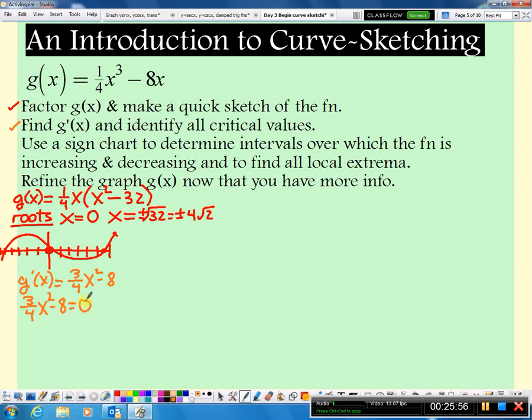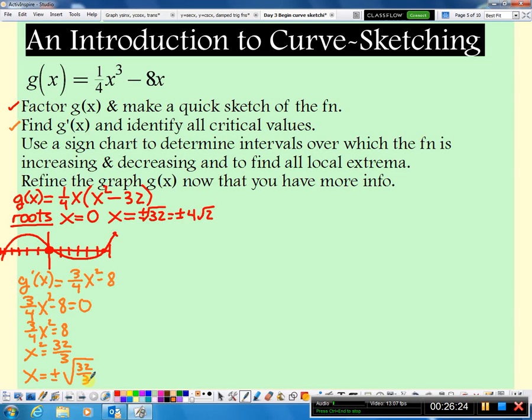So first I'm doing the 3/4 x squared equals 8. X squared equals 32/3. So x equals plus or minus the square root of 32/3. Well, what a nice number. I'm going to leave it like that. I'm not going to get any better than that. I could simplify and then get the radical off the bottom, but since I'm not here, just let me leave it right there for the time being.